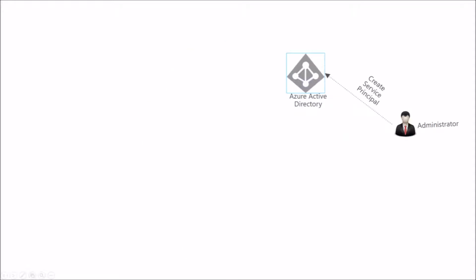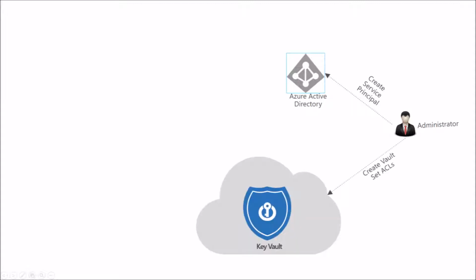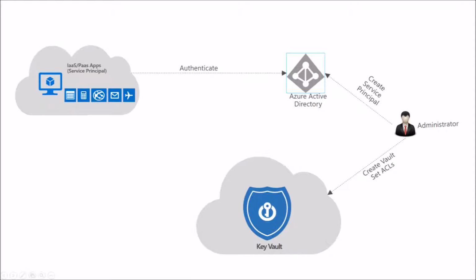Before we get into the details, let's familiarize ourselves with some key concepts. Applications that need access to KeyVault are registered with Azure Active Directory as service principals. The administrator then creates a KeyVault and sets access control on the vault so the application can access it. To access the KeyVault, first the application authenticates with Azure Active Directory and gets a token. The application presents this token to Azure KeyVault and Azure KeyVault grants access based on access control lists.